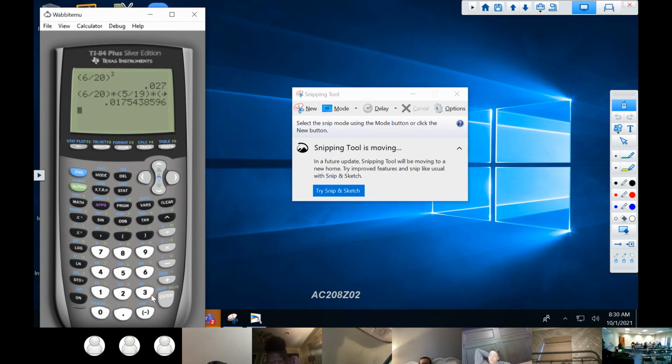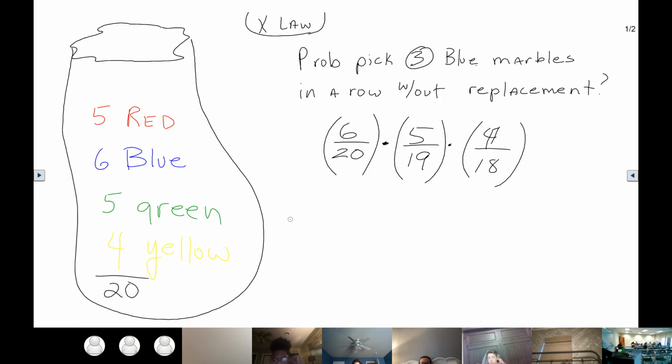Is there a difference? Yes. The first one was 0.027, right? This one is 0.0175. So there is a difference, right? So when do you not have to worry about the difference between the two methods? That's after 300. Okay, so the answer to this question is 0.0175. Usually they like for you to take it to 4 digits. And I forgot it. What was it? Point what? 0.0175.